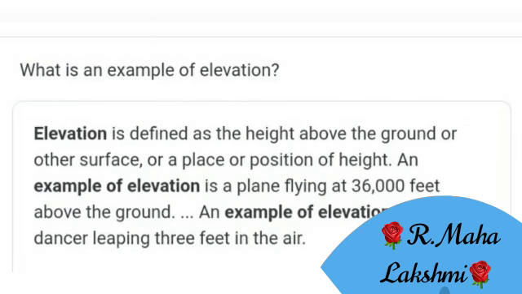What is an example of elevation? Elevation is defined as the height above the ground or other surface, or a place or position of height. An example of elevation is a plane flying about 36,000 feet above the ground. An example of elevation is a ballet dancer leaping 3 feet in the air.